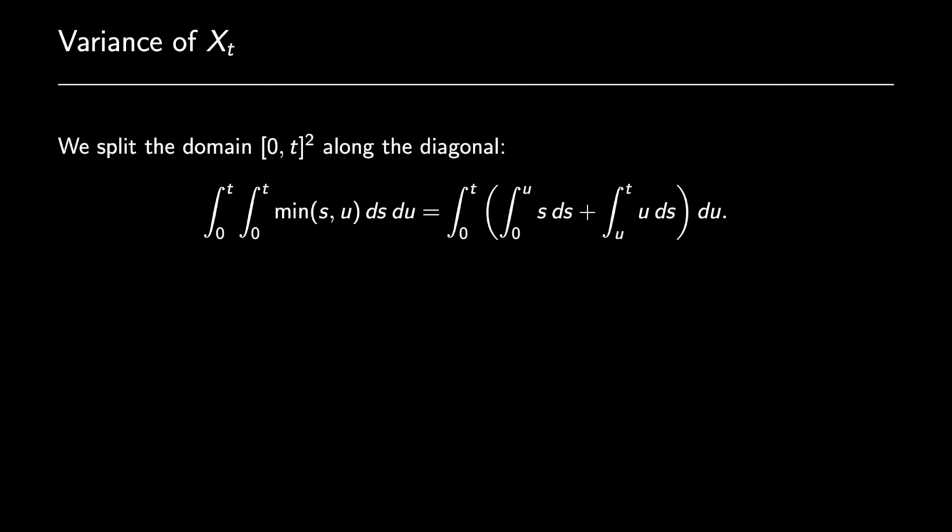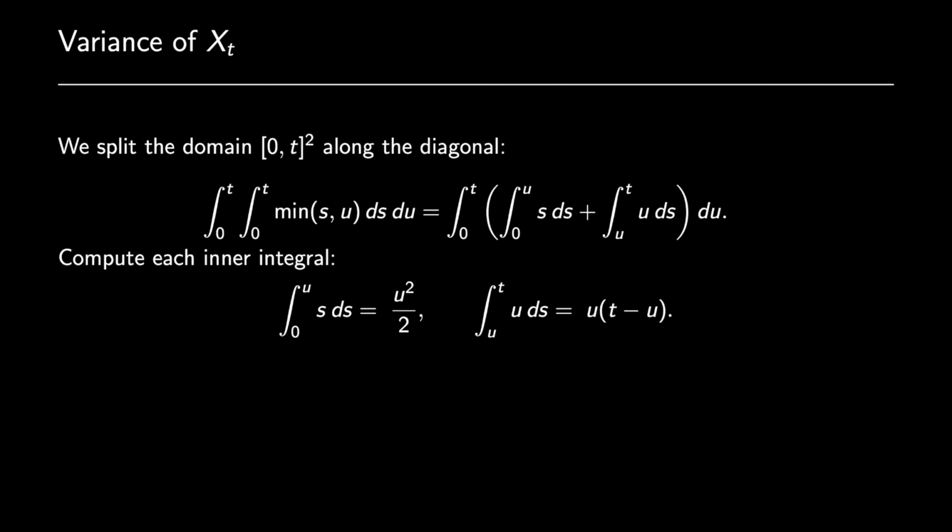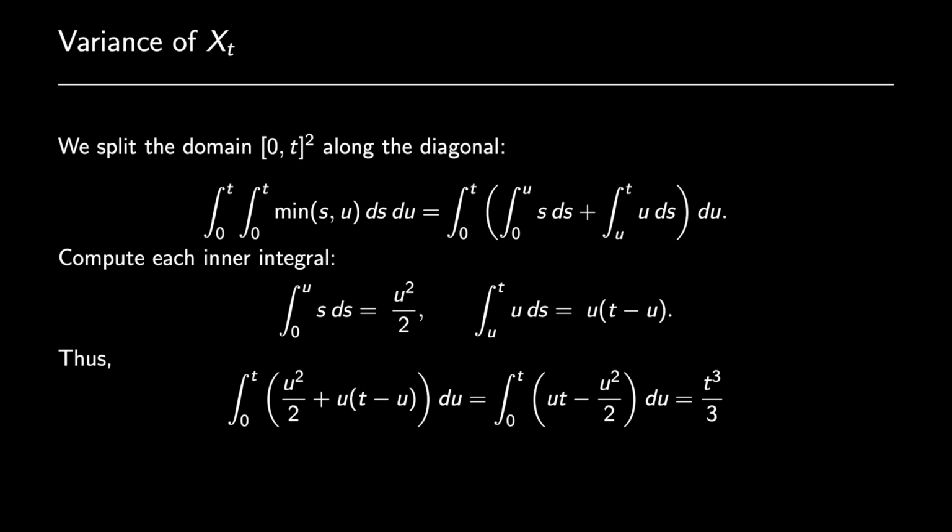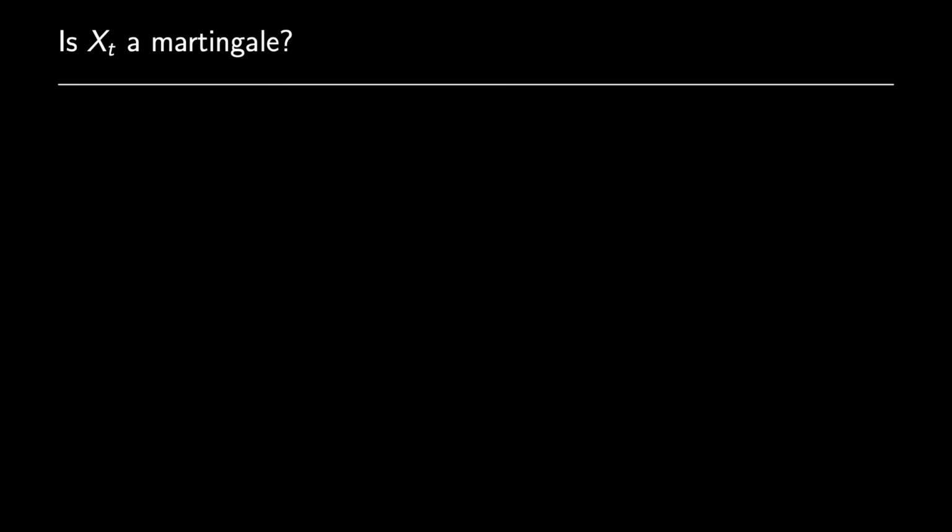First, we split the square into two triangular regions, because on one region s is less than u, and on the other region u is less than s. On the region where s is less than u, the integrand is s, while where u is less than s, the integrand is u. Now, it is trivial to compute each inner integral, and then solve the outer integral. Therefore, the variance of X(t) is equal to t cubed divided by 3. We have now determined that X_t is a Gaussian random variable with mean 0 and variance t cubed divided by 3. Let us now check whether the process X_t is a martingale.